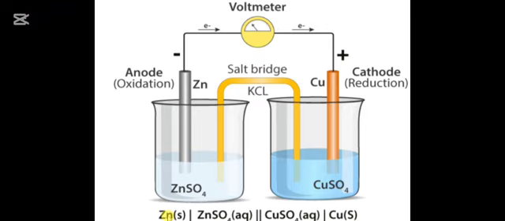Now let's look at this cell notation here. Remember that what we have here is oxidation. This is the zinc solid. This line means there is a phase change. It's changing from solid to aqueous solution. So you have the zinc solid, and zinc 2+, which is in aqueous solution.